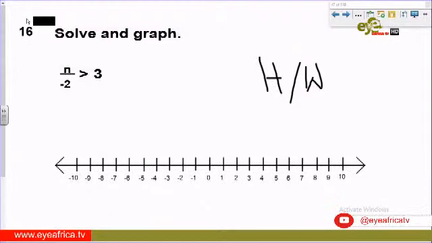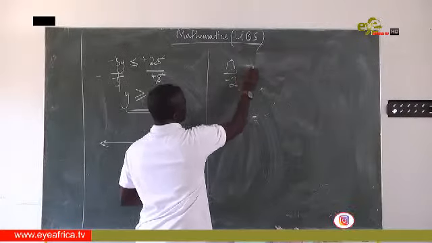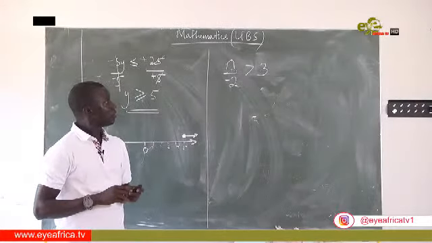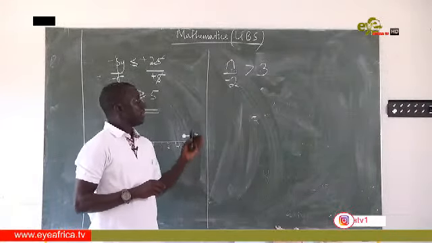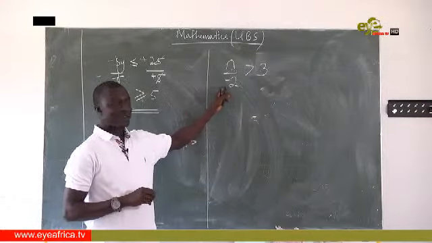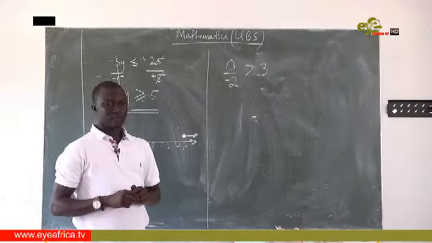Solve and graph n over negative 2 is greater than 3. N divided by negative 2 is greater than 3. This is our second assignment. And because we were dividing here, the operation here is a division. We are dividing the n by -2.